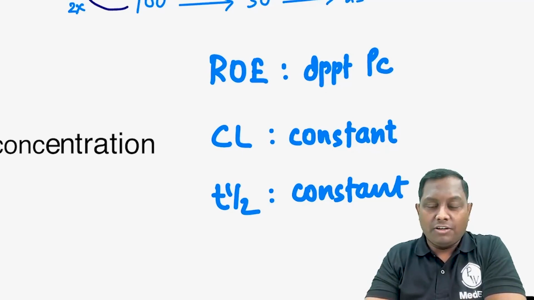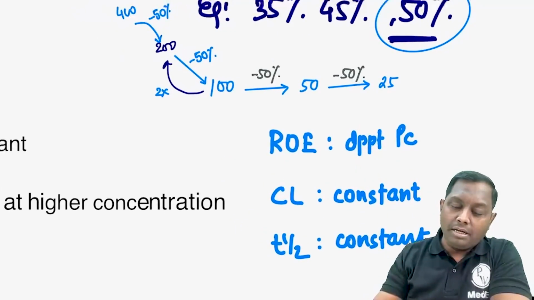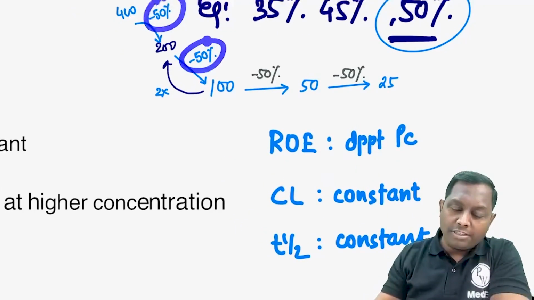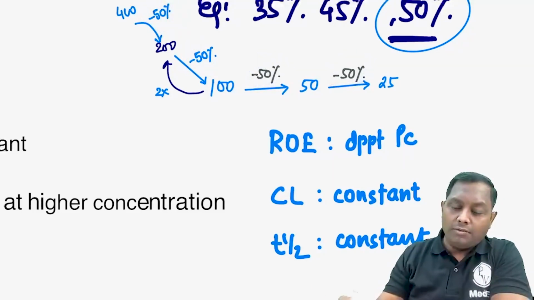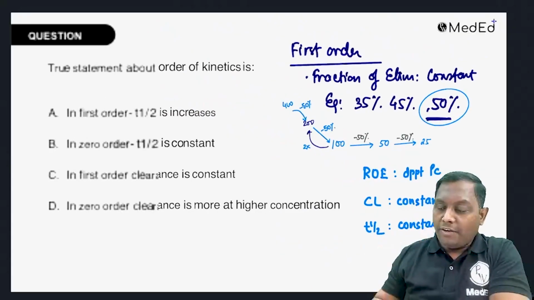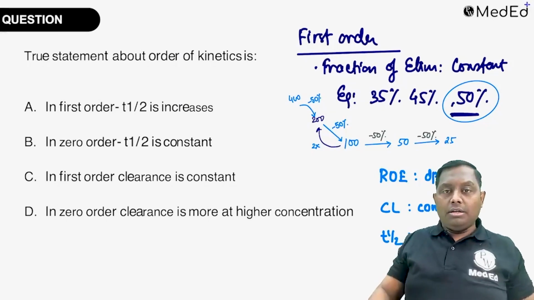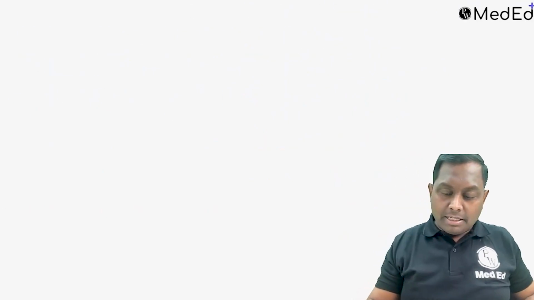Clearance is constant. A fixed fraction of the drug is being cleared, right? There is no change in that. A fixed fraction of drug is being cleared. So the fraction of clearance is always and always going to be constant. If I compare the same with zero order, how it will come, I will see in the next slide.